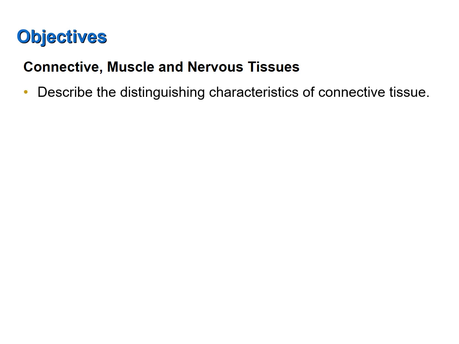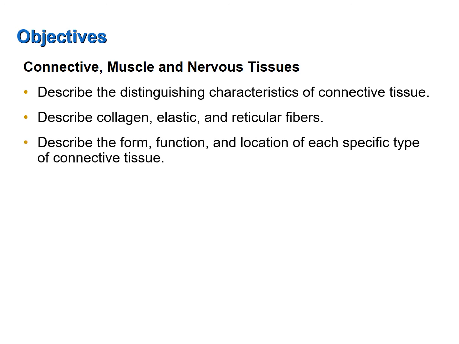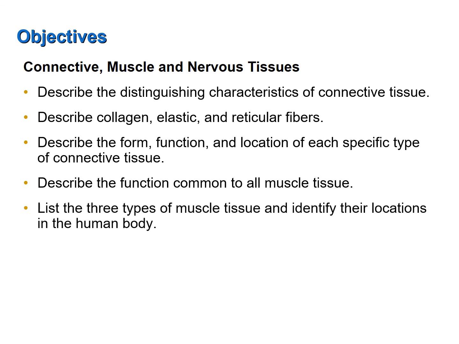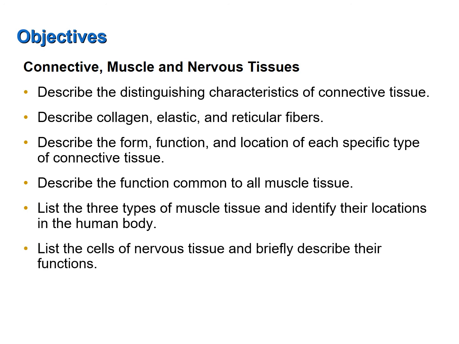Let's review the objectives this screencast was designed to help you achieve. Describe the distinguishing characteristics of connective tissue. Describe collagen, elastic, and reticular fibers. Describe the form, function, and location of each specific type of connective tissue. Describe the function common to all muscle tissue. List the 3 types of muscle tissue and identify their locations in the human body. And list the cells of nervous tissue and briefly describe their functions.